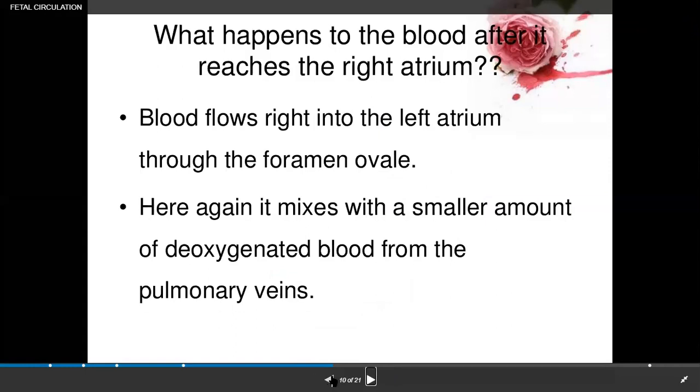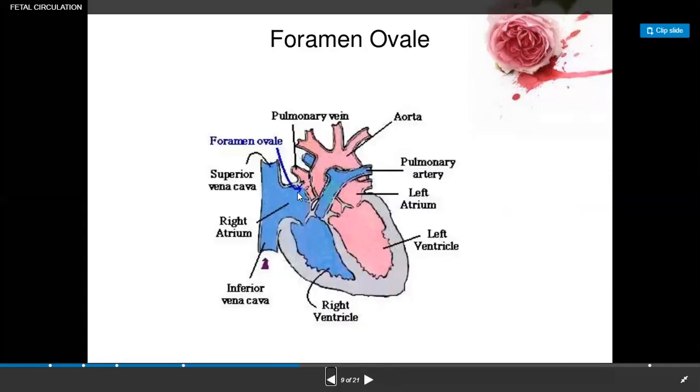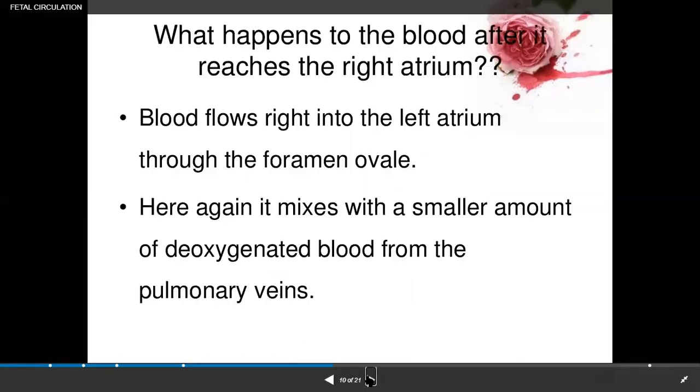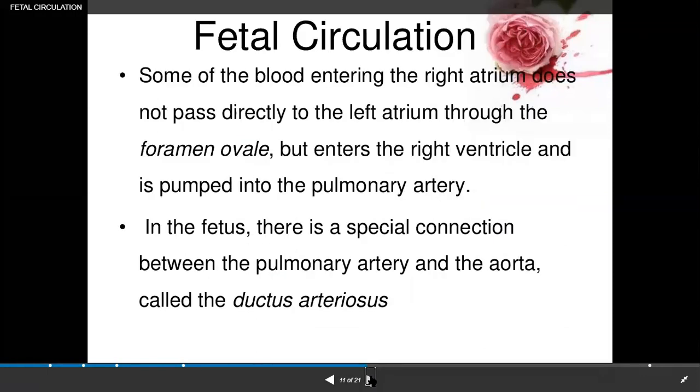So what happens here? The blood from the pulmonary veins is deoxygenated, and from the inferior vena cava it is oxygenated blood. So there is a mixing of all these things over here. A small amount of deoxygenated blood from the pulmonary veins gets mixed. That is fetal circulation.